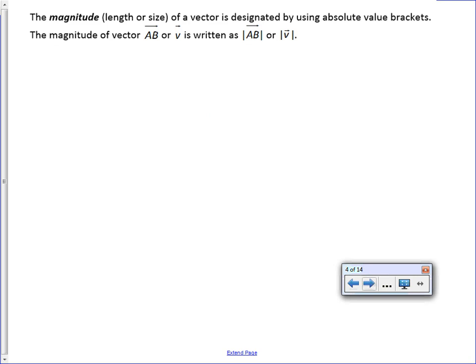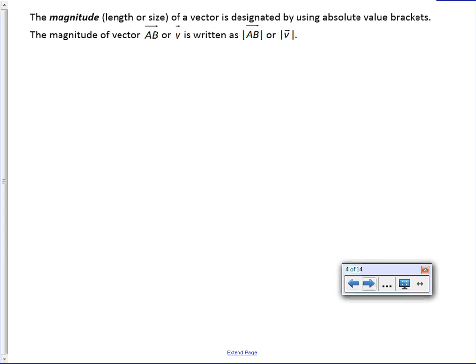The magnitude, okay, so we've already said that word today. The magnitude, length or size of a vector is designated by using the absolute value brackets. So you know how absolute value bars work, okay? As soon as you put absolute value bars around a symbol that means a vector, now I only care about the length of it. I don't care about the direction. I just want the magnitude. It's a way for us to work numerically with vectors.